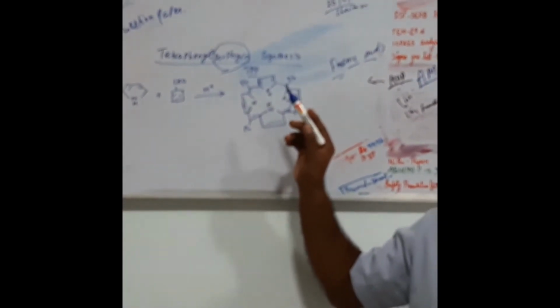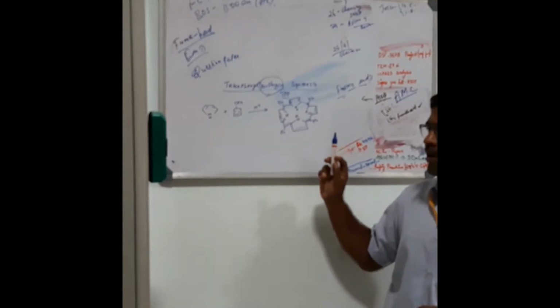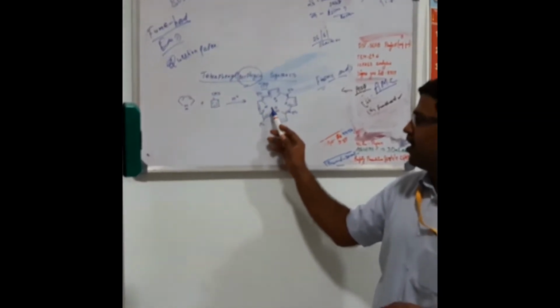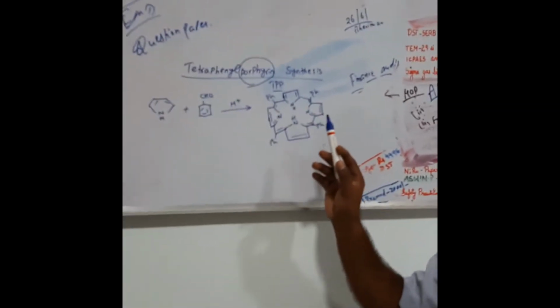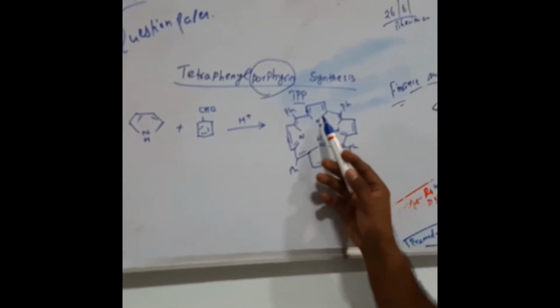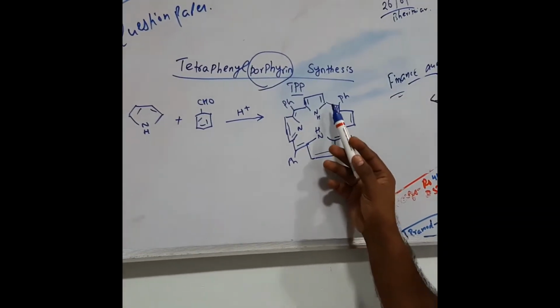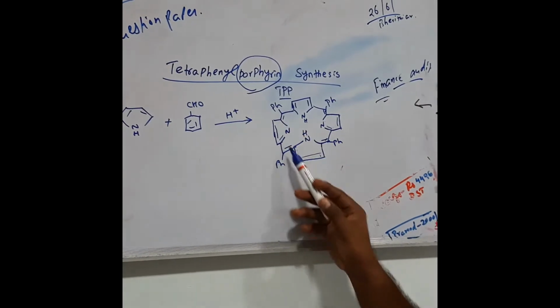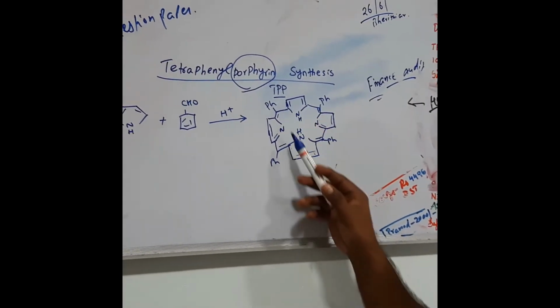So what do we mean by macrocycle? A macrocycle is any kind of cyclic ligand in which the number of atoms in the ring should be at least 9 members. It should be a 9-membered cycle. Then only it is a macrocycle, and it should have a minimum of 3 to 4 donor atoms. Here in the porphyrin molecule you can see 1, 2, 3, 4 donor atoms, and you have the cyclic ring. So it is called a macrocycle.